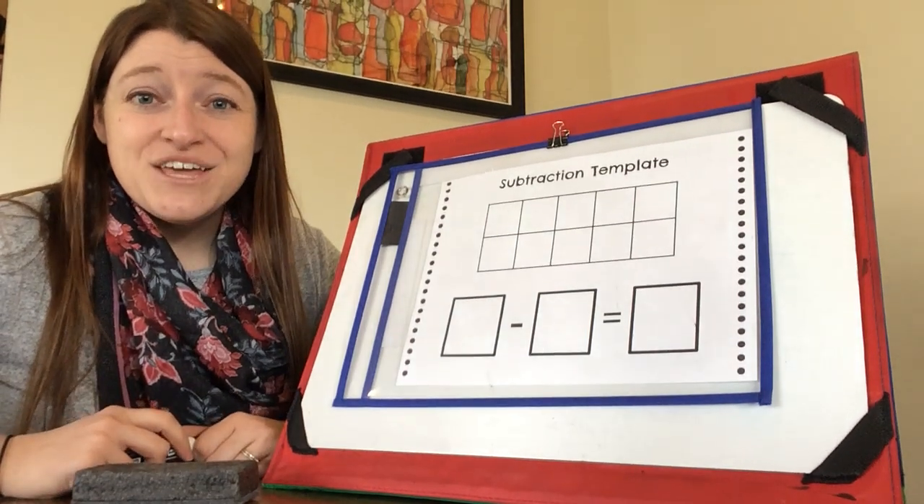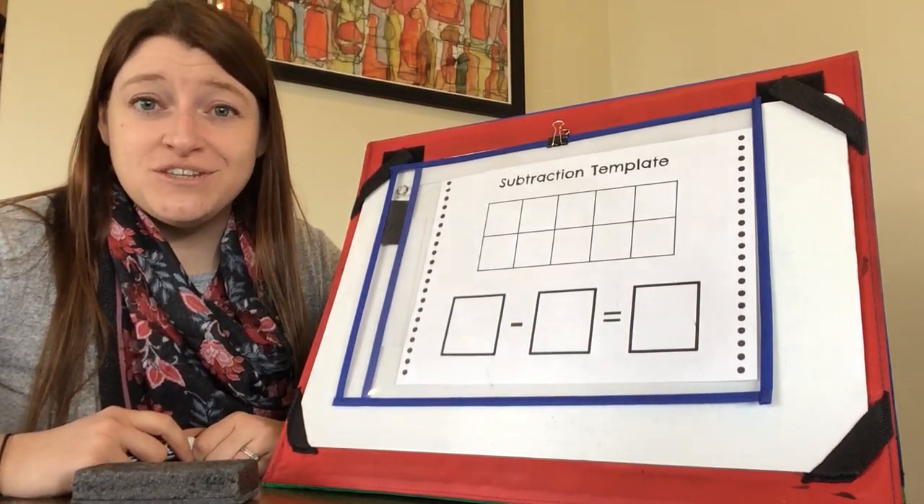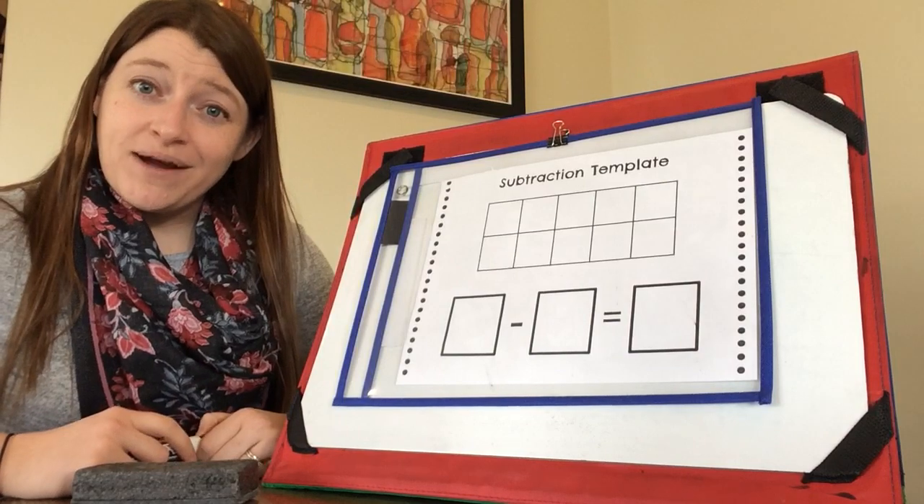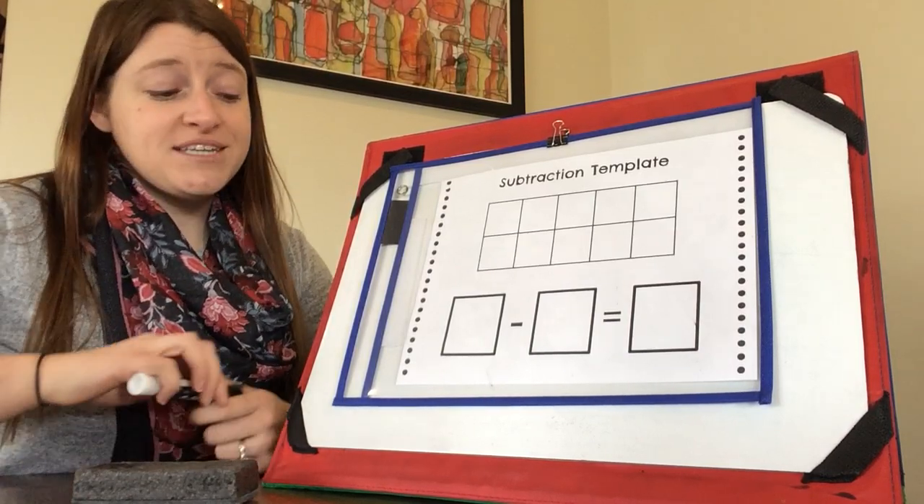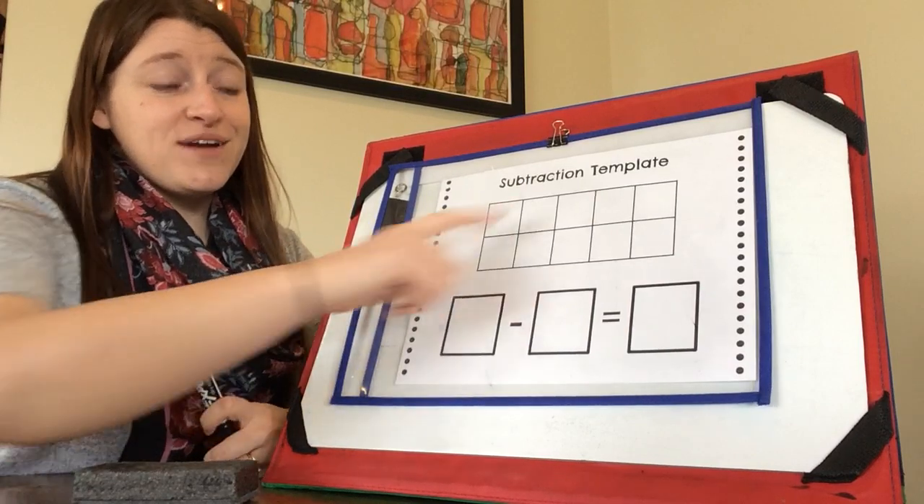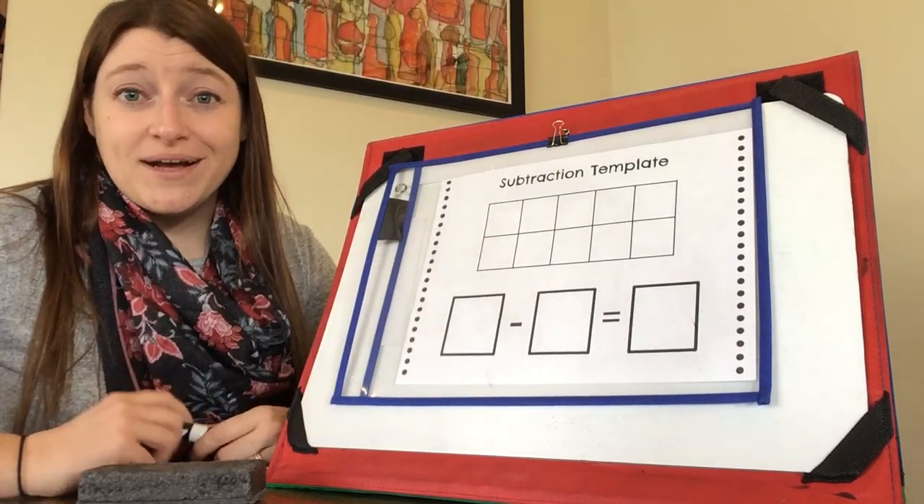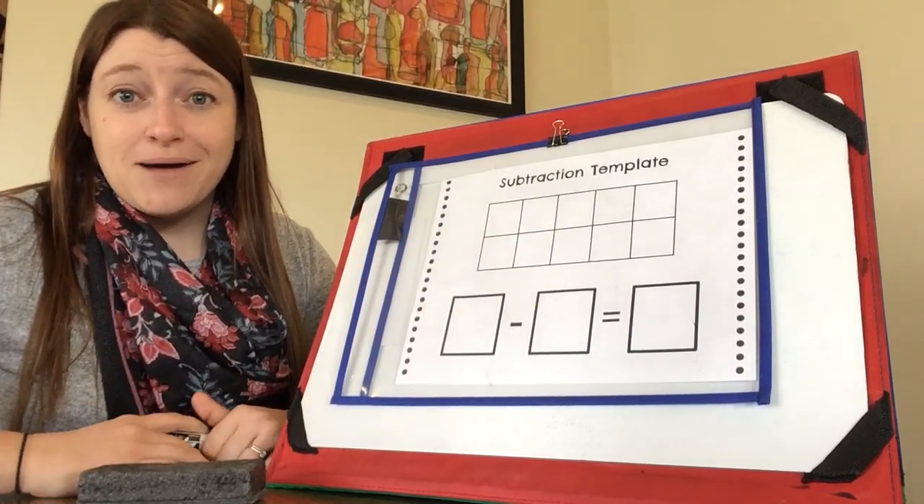Hi everybody! You've been working hard doing subtraction using objects. Today we're going to practice drawing dots to help us subtract. You're going to need your whiteboard materials, your plastic sleeve, and the subtraction template. So press pause, and when you're ready, come on back and hit play.